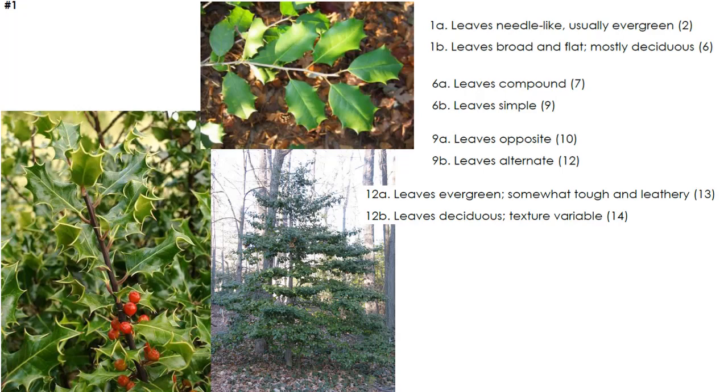And I've told you before, as you go along in these identifications, sometimes you get to the point where it's like, oh, this is what this looks like. So here you've got leaves evergreen, somewhat tough and leathery, or leaves deciduous, texture variable. So this is tough and leathery. Some of you may recognize what this is at this point, but this is in fact an evergreen. So 12A, going to 13.